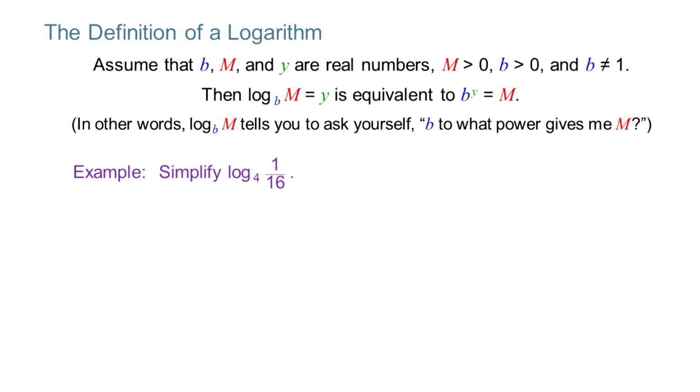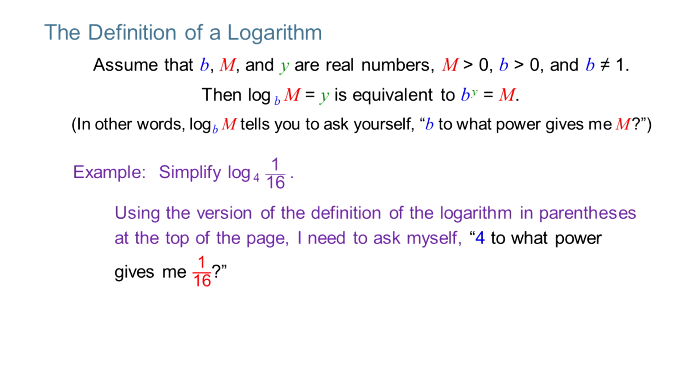To work this example, I'll use the version of the definition of the logarithm in the parentheses at the top of the page again. This version of the definition says that I need to ask myself, 4 to what power gives me 1 over 16? Pause the video while you see if you can figure this out.